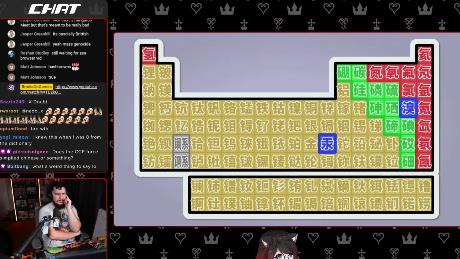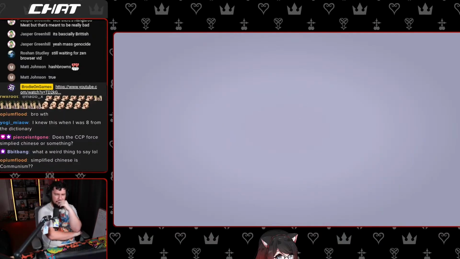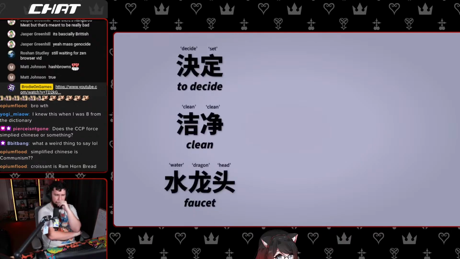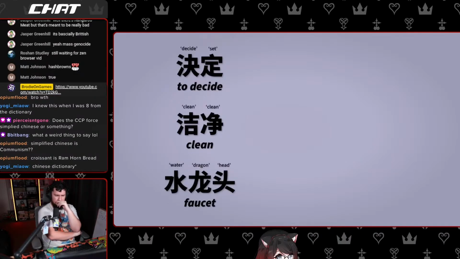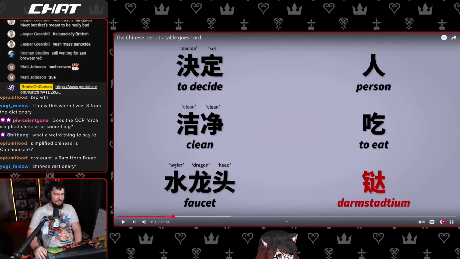Right. Okay, for one thing, the fact that each element has its own character is pretty cool, but also quite unusual in the context of the entire language. Although the Chinese script features thousands of logographs, the vast majority of words are compounds, which combine 2 or more characters. Generally, only relatively basic concepts are expressed with single characters, and you're not going to tell me that croissant is ram horn bread. You know what? I'll take it. If faucet is water dragon head, that makes sense. Stadium is one of them.